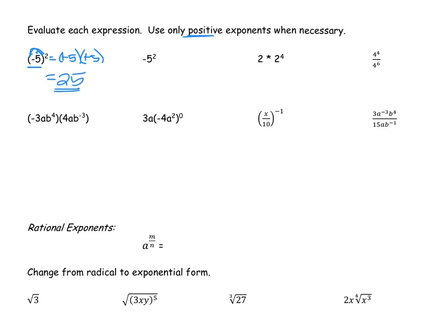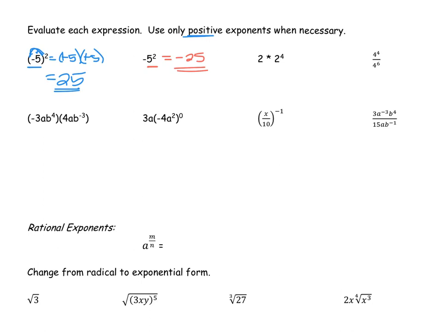The key difference in that second example is now the negative doesn't have the parenthesis. And in this case, you're only squaring the 5. You're not squaring the negative as well. That means the negative stays in the answer, and 5 squared is 25. Watch if that negative is in parentheses or not.